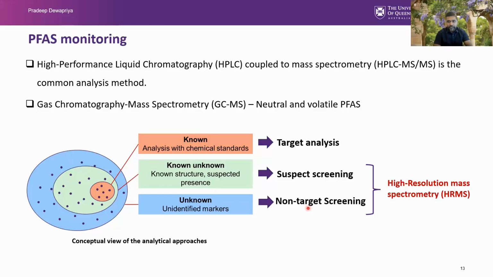In general, target analysis provides accurate quantitative information for the PFAS in a sample, which is very important for regulatory decisions. Suspect screening and non-target analysis are based on high-resolution mass spectrometry. These techniques are generally used to detect and quantify a broad range of compounds in a sample.